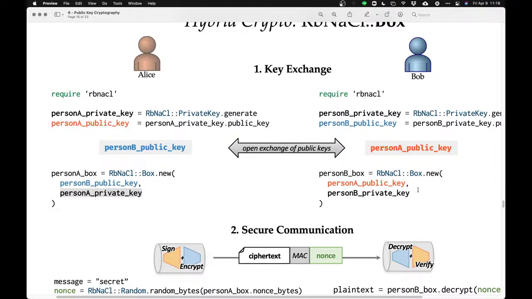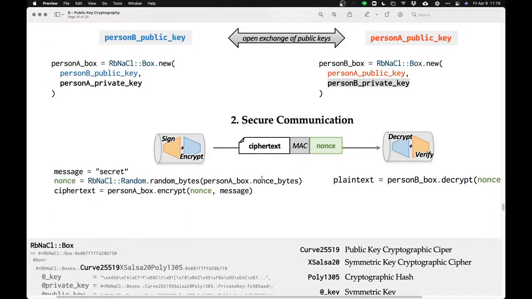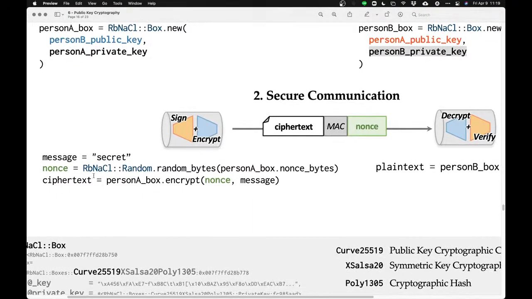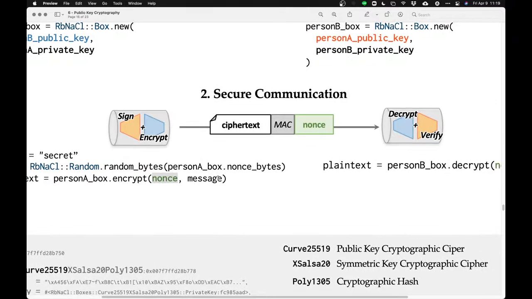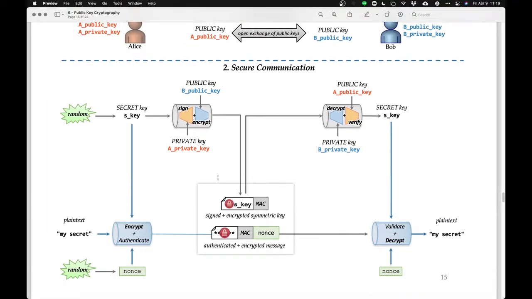Bob does the same thing on the other side. Bob uses Alice's public key and Bob's private key. Okay? The secure communication is easy. The only thing you've got to do is, once you know the message you want to send, create a nonce. And then you call your box and say, please encrypt this message with this nonce. Okay? The nonce is used down here for the symmetric key crypto, not for the public key.